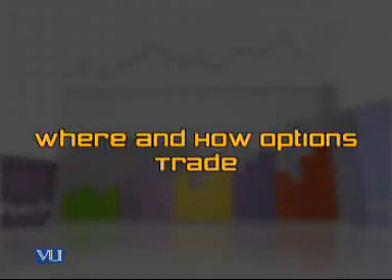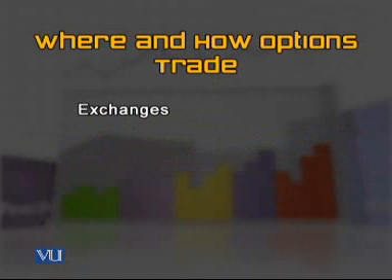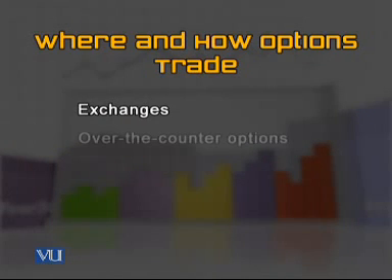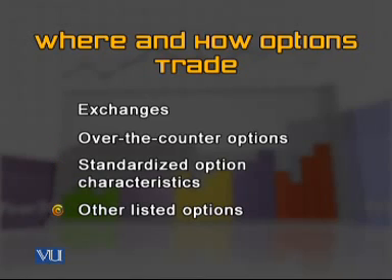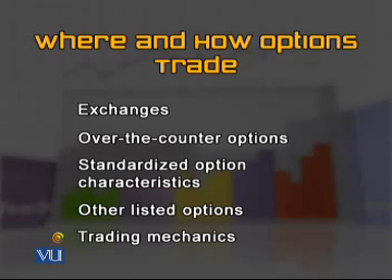It's a very big market. It's a $1 trillion market. And do you know where they're traded? They're traded on exchanges. But that doesn't mean they're not traded over the counter. They're traded on exchanges and they're also traded over the counter. And there are standardized option characteristics, and so many other listed options as well. We've not touched anything as yet on different kinds of options. There's a trade mechanism involved in going into the business of options.